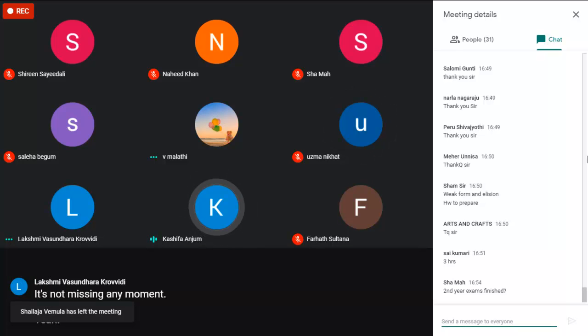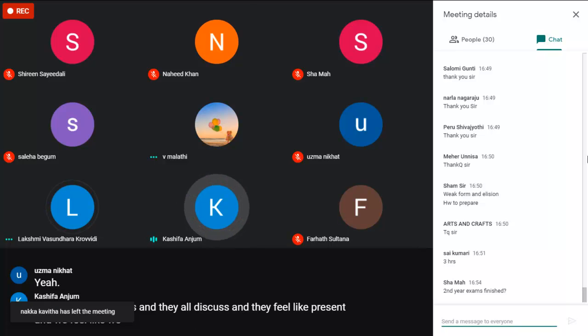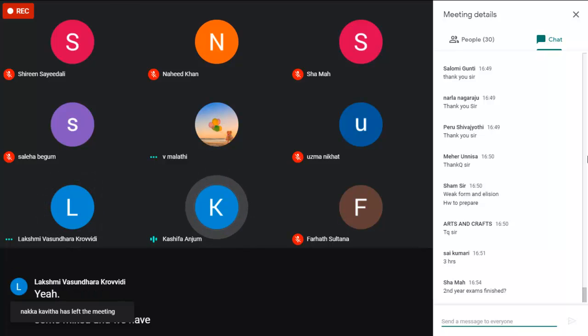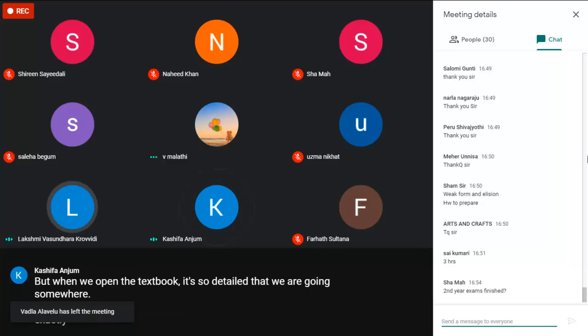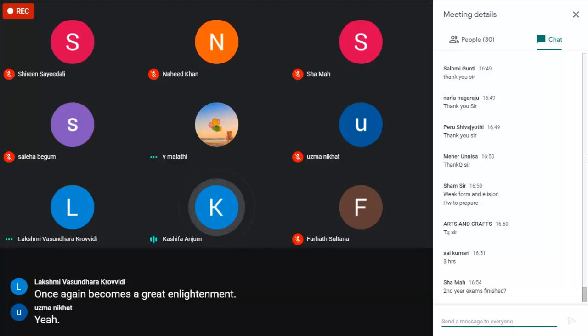When we listen to the teachers and ma'ams and they all discuss, we feel pleasant and we feel like we know the language to some extent. We have learned the subject, but when we open the textbook, it's so detailed that we are going somewhere, and once again it becomes Greek and Latin. Yeah, ma'am, perfect. Here in English grammar, I'm a little good. I'm a teacher, so I feel that I can speak. That's why I spoke. Otherwise, I would not be speaking here.